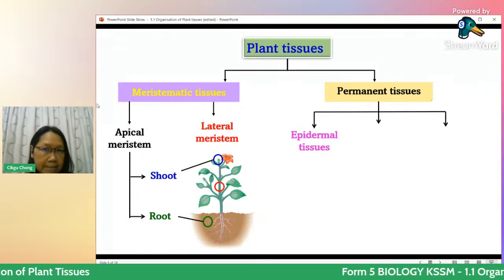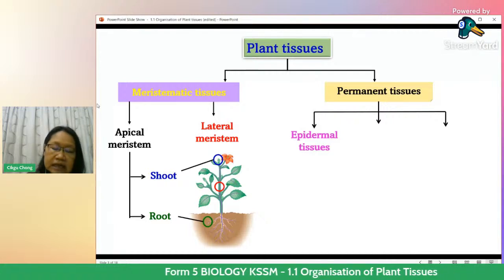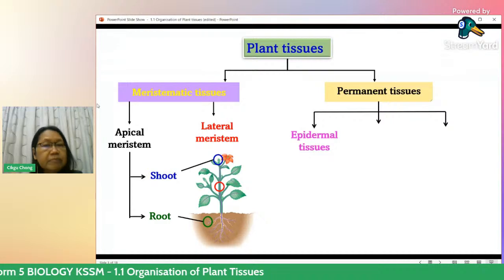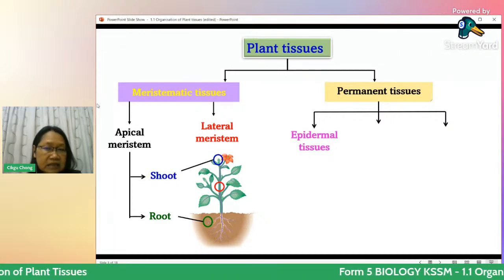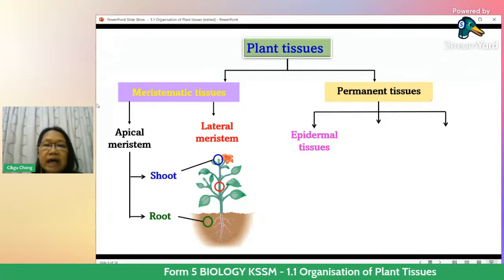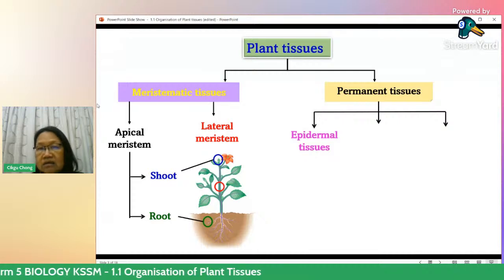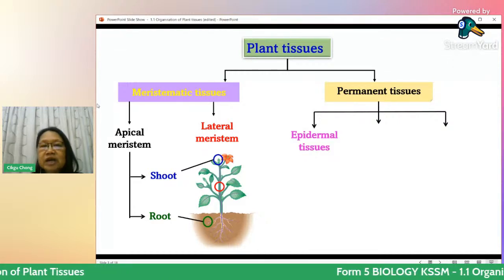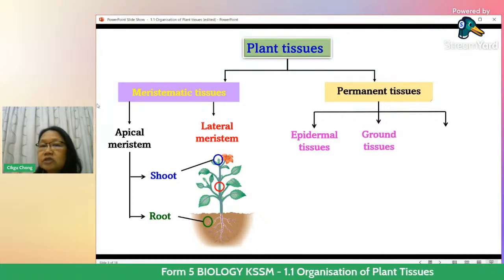Epidermal is from the word epidermis. So epidermis is always the outermost layer. For humans or animals we call it the skin. The epidermis is like the skin. But for plants we don't call it skin. We just call it epidermis, or the type of tissue there is called epidermal tissue. It is always to protect the cells which are under this epidermis. It's a protection.